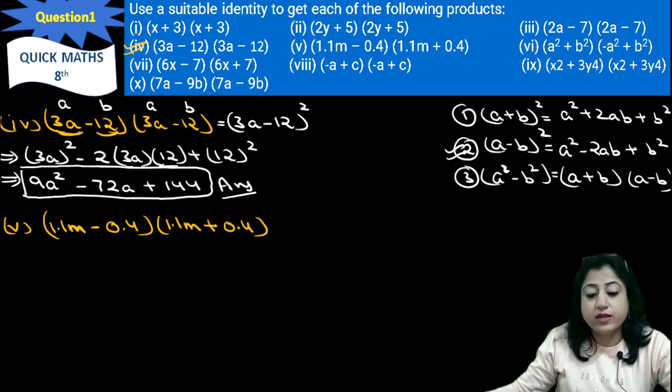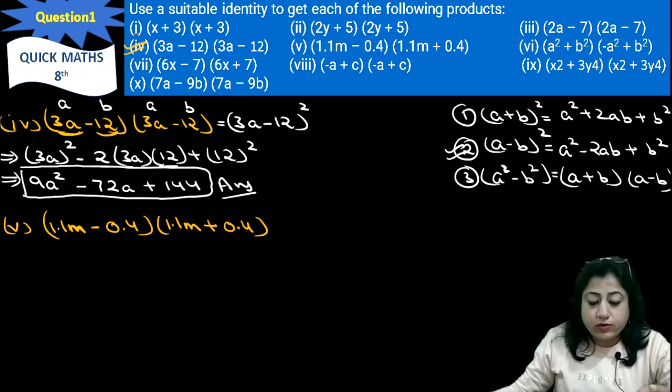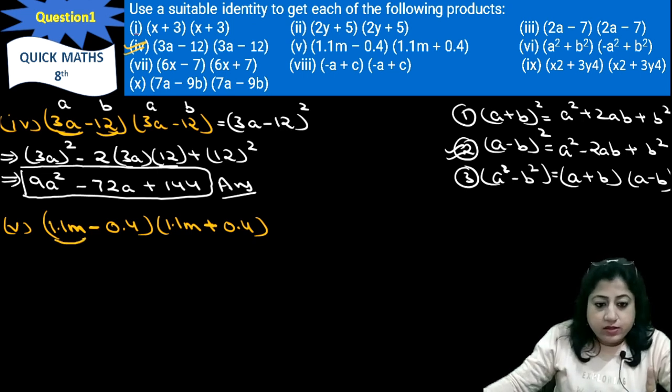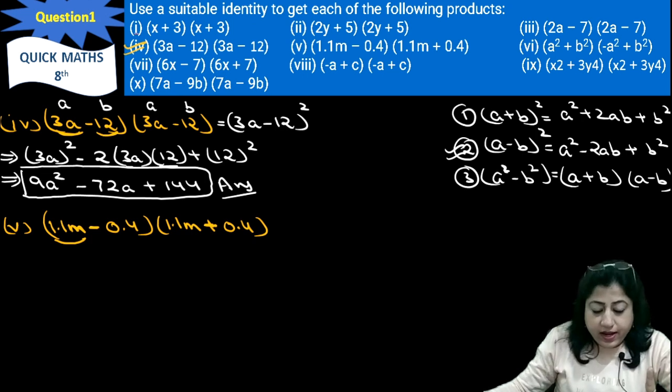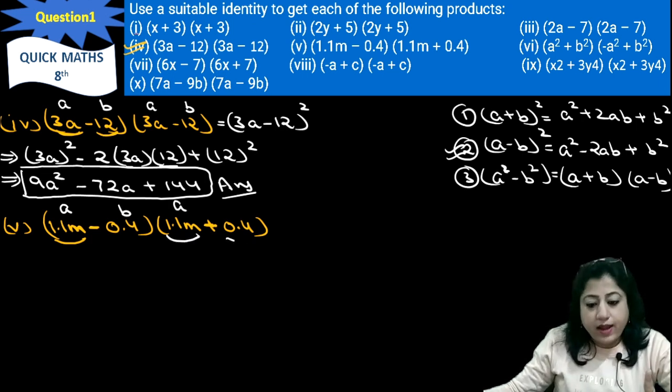Now there is a difference in this fifth part. If you look at the question carefully, it is minus in the first bracket, and plus in the second bracket. Means signs are different, not minus minus and plus plus. Signs are different in both the brackets, first of all. And second, here a value is, I am using white pen to highlight it, a is 1.1 m, b is 0.4. In the second expression also, a is 1.1 and b is 0.4. Means it is of the form a minus b and a plus b.